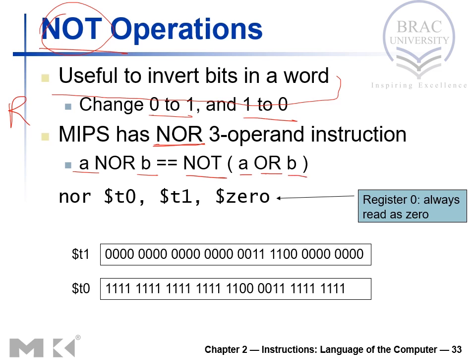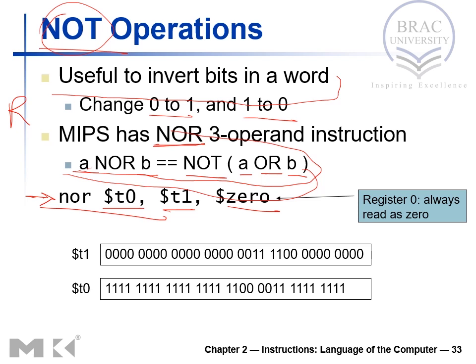So how can we represent this as an instruction? This is our NOR instruction. In this NOR instruction, this is our destination, this is source 1, and $zero is our source 2. But we all know that 0 stays 0 all the time. So we are performing this operation here, which gives us the NOT operation, as we can see in this part. $t1 is this. If you perform the NOT operation, all the zeros now become 1, and all the ones have become 0.